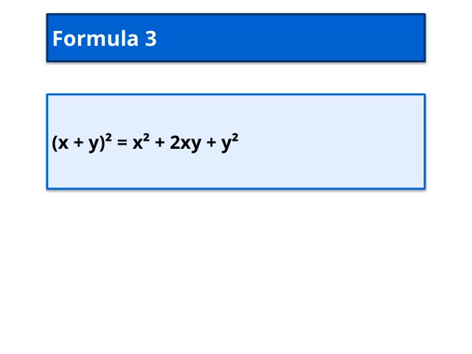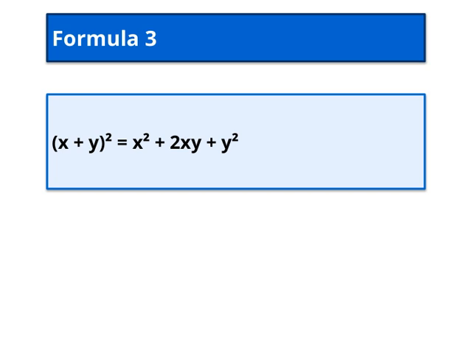This is the expanded form of the square of a binomial, specifically (x + y)². What this formula tells us is that when we square a sum, it's not just about squaring each term individually. Instead, we have to account for the interaction between x and y, so the formula states that (x + y)² equals x² plus 2xy plus y².